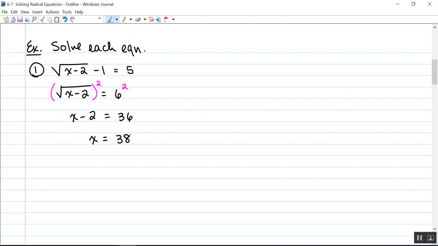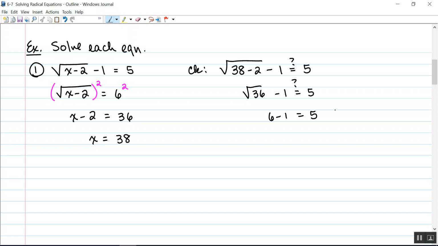Okay, and I do need to check that. So let's plug that into the original equation actually. So is the square root of 38 minus 2, minus 1, equal to 5? Square root of 36 minus 1 equal to 5. Recall that when you check, you do not add or subtract things on both sides of the equal sign. You just PEMDAS each side. So 6 minus 1 is indeed equal to 5. It does check, so my solution is x equals 38.